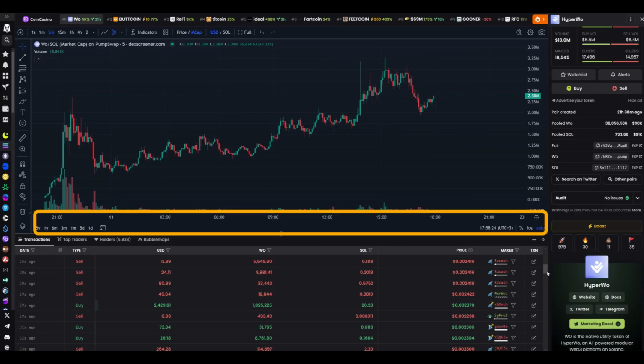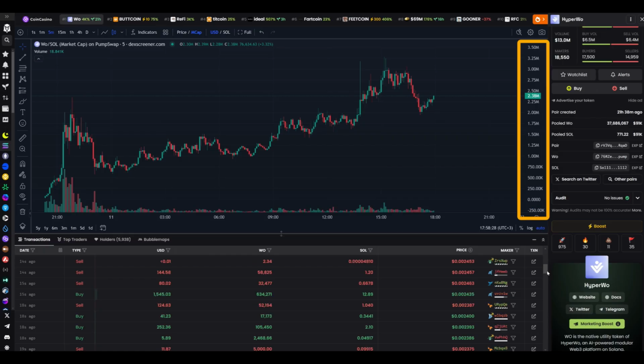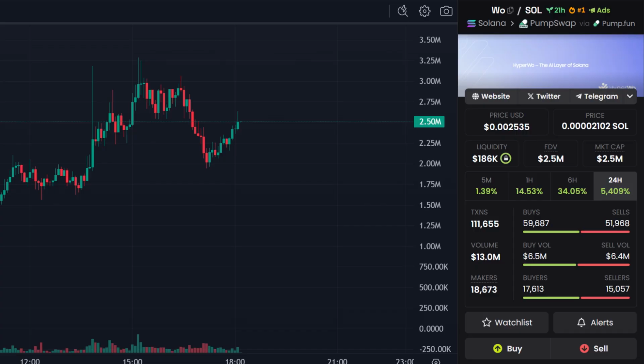Below the chart, a time scale, going from left to right, so you can see how everything changed. And on the right, a value scale. It depends on what you selected, price or market cap. Now let's look to the right of the chart.